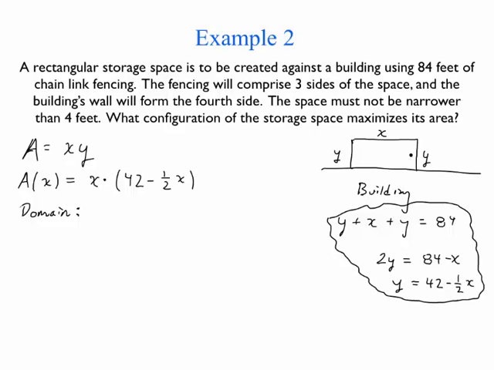So we could think about this getting taller and skinnier, stretching away from the building, and then the lowest possible x would be 4, because it has to be no narrower than 4. All right? What about the biggest possible x? 80? No, not 80.